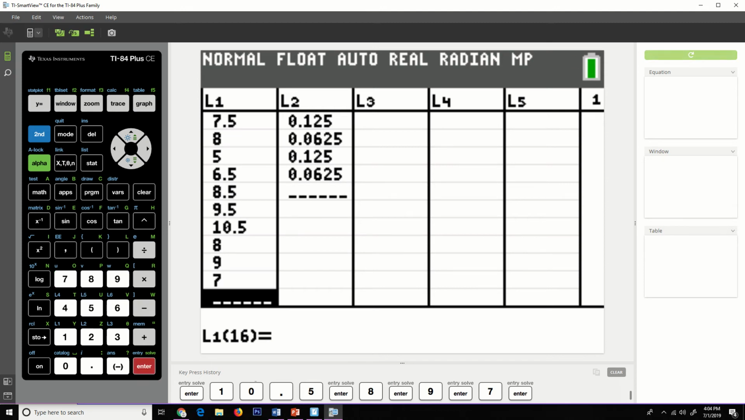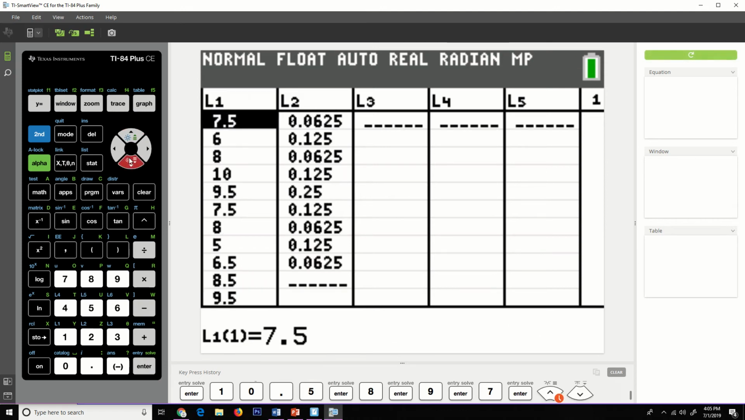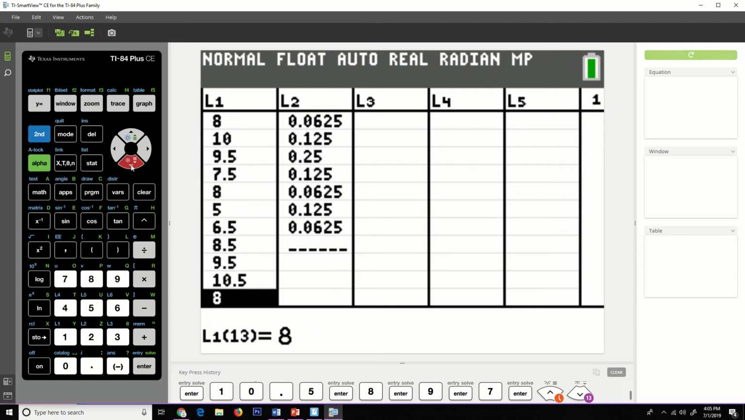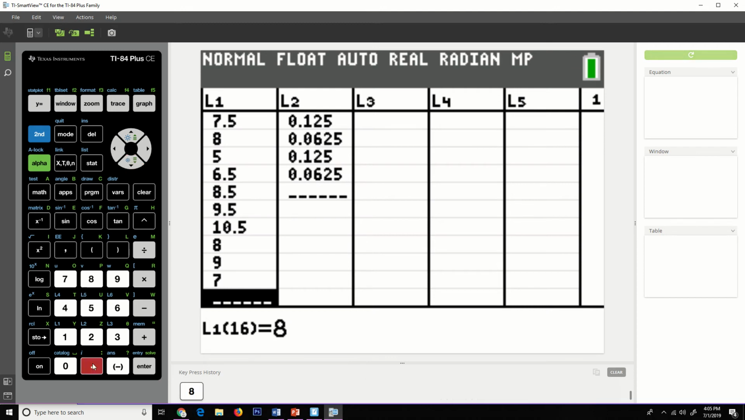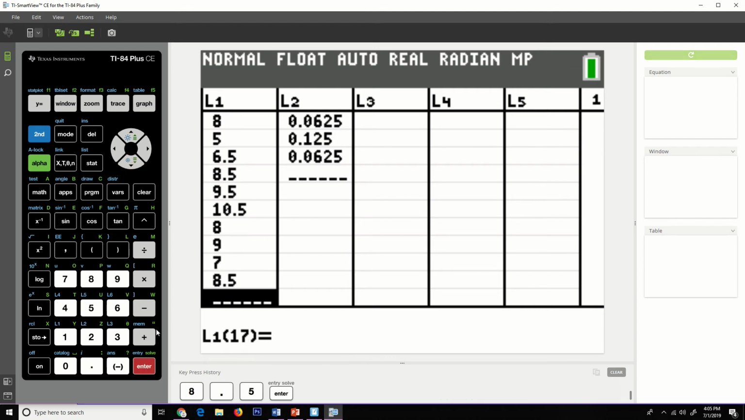Uh-oh. Because I've got 1, 2, 3, 4, 5, 6, 7, 8. So I missed one. I've got to figure out which one it is before we move on. I'll get it. 7.5, 6, 8, 10. I missed 8.5 right at the beginning. That's okay. And again, it doesn't matter what order you put these in. So I need an 8.5 to get the correct value. Now I've got 16. That's good.